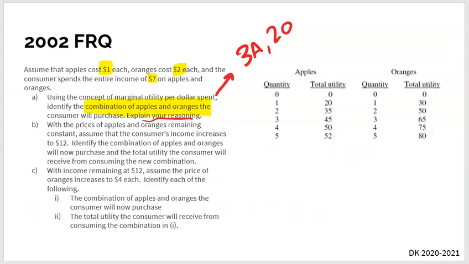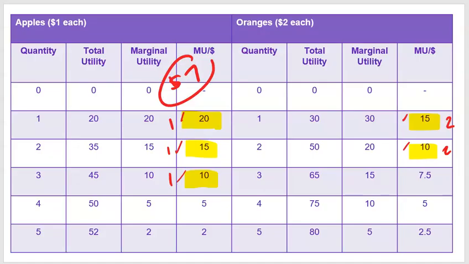All right. Part B. Everything is the same, except that your income increases to $12 here. So we know when we have $7, we know we're buying 3 apples and 2 oranges. But what happens if we have $12 here? Well, what are we going to buy first? Well, we're probably going to buy the third orange because 7.5 is greater than 5. So how much money have we spent now? We spent 7 plus $2, so we spent $9 in total.